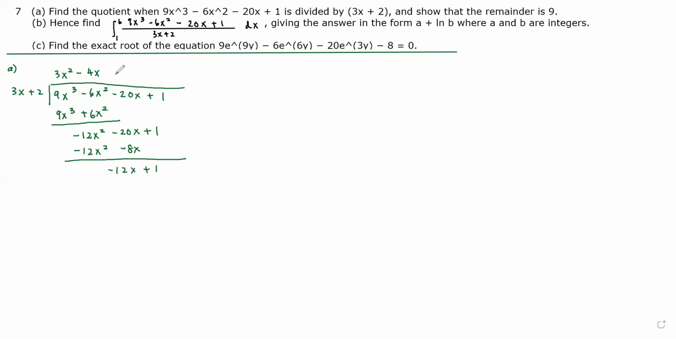Negative 12x divided by 3x is negative 4. And we have negative 12x minus 8. And then when we subtract, we get a 9. So from here, we know that the remainder is 9, and the quotient is 3x squared minus 4x minus 4. So that would be the quotient.